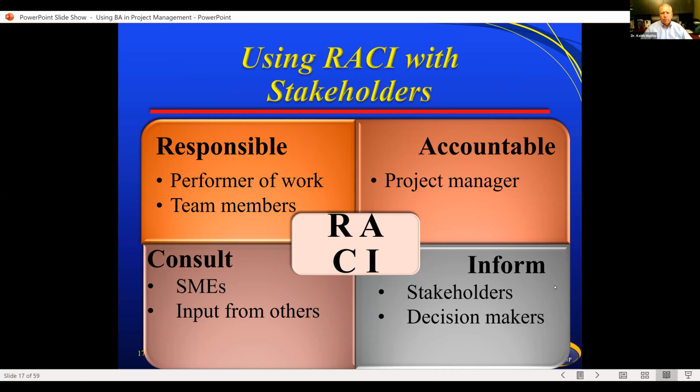All right, so this kind of drives us into, as we're talking about stakeholders, RACI. With RACI, you're looking at responsible, accountable, consult, and inform. That's what RACI stands for. When we talk about responsible, this is going to be a performer of the work, a team member. The accountable person would be like your project manager. The consult would be like SMEs, subject matter experts, input from others who are going to be beneficial to this. And then inform would be stakeholders and decision makers who you're letting know what's going on with the project and what kind of decisions have been made.